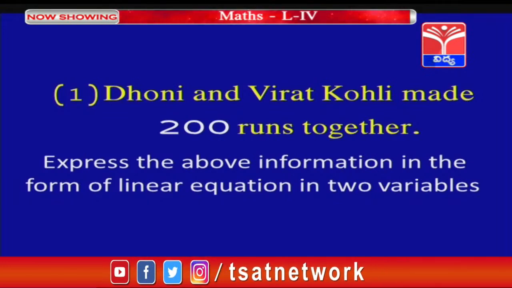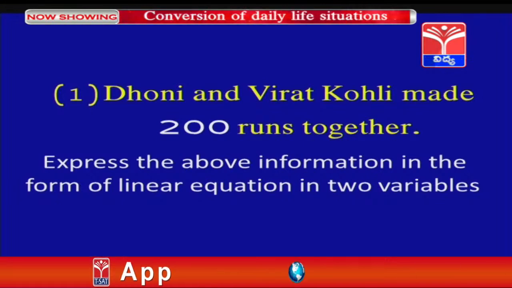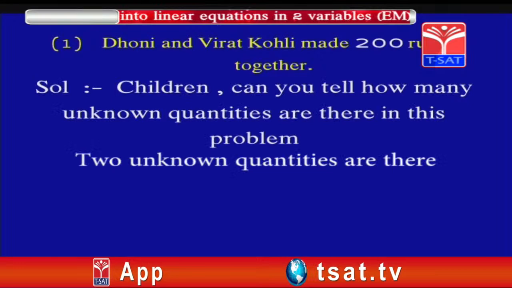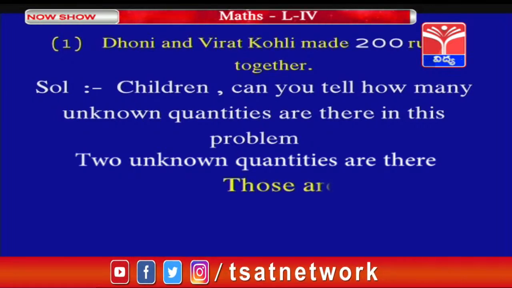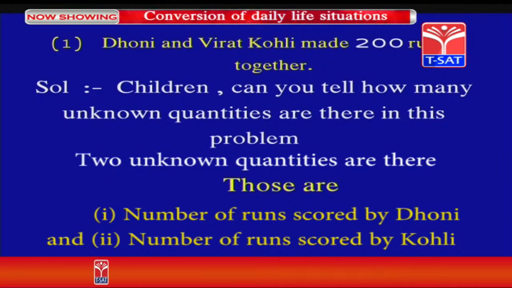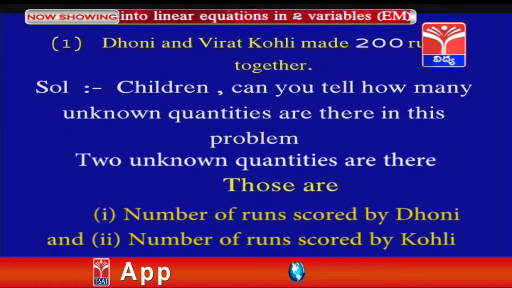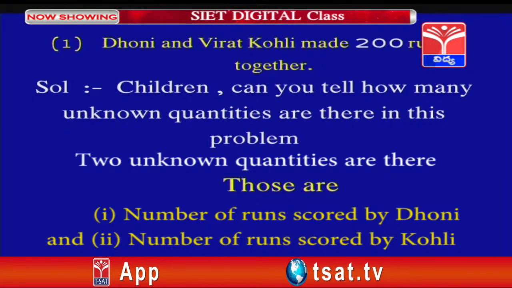Express the above information in the form of linear equations in 2 variables. Children, can you tell how many unknown quantities are there in this problem? 2 unknown quantities are there. Those are the number of runs scored by Dhoni and the number of runs scored by Kohli.